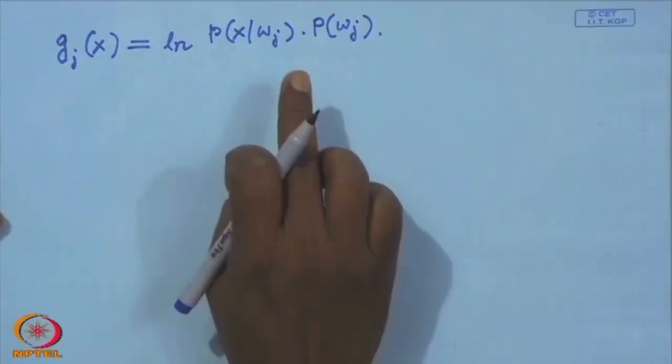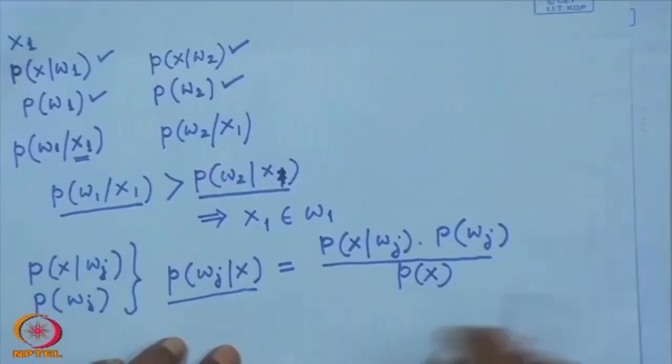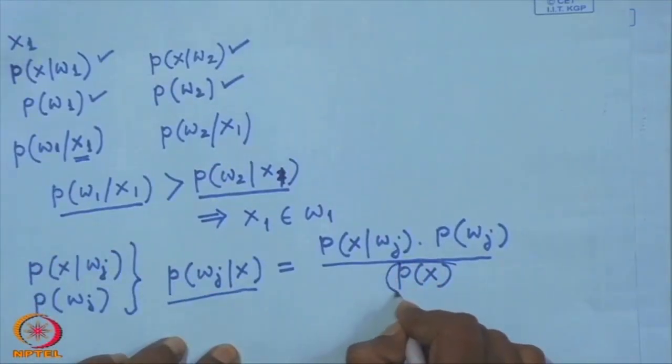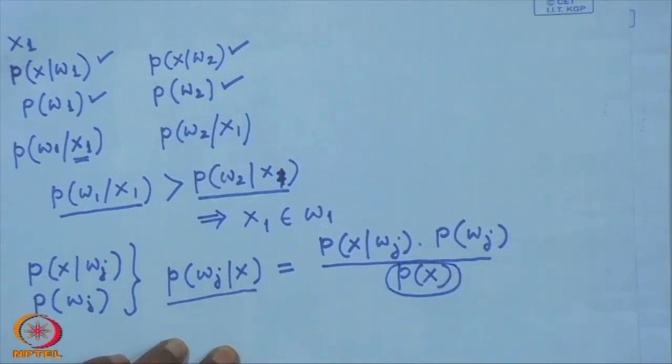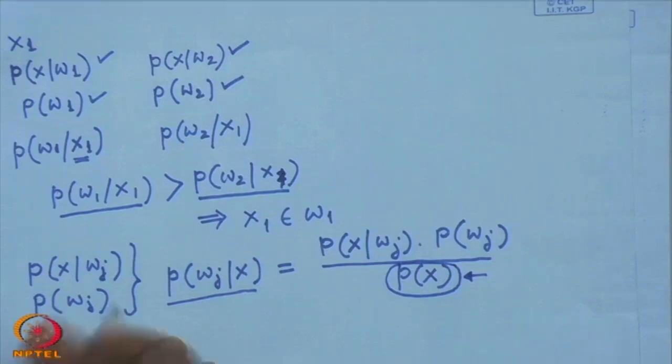While defining this, you see that we have ignored one term in the denominator, that is p of x, simply because this denominator term is equal in all the a posteriori probability expressions. Whatever be omega j, p of x will appear in all of them. As a result, p of x does not influence the decision to which class x will belong.